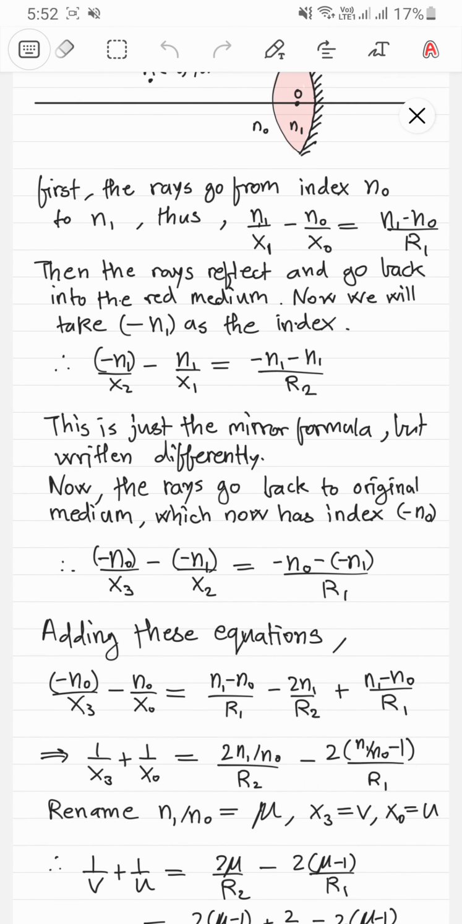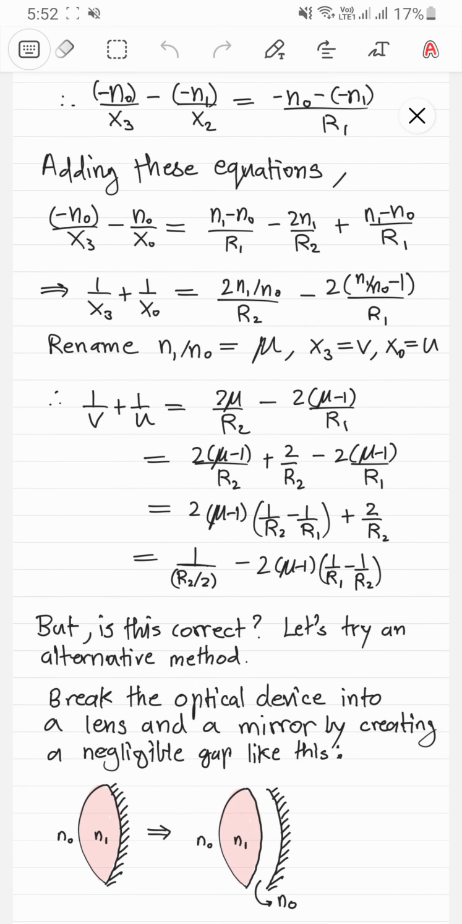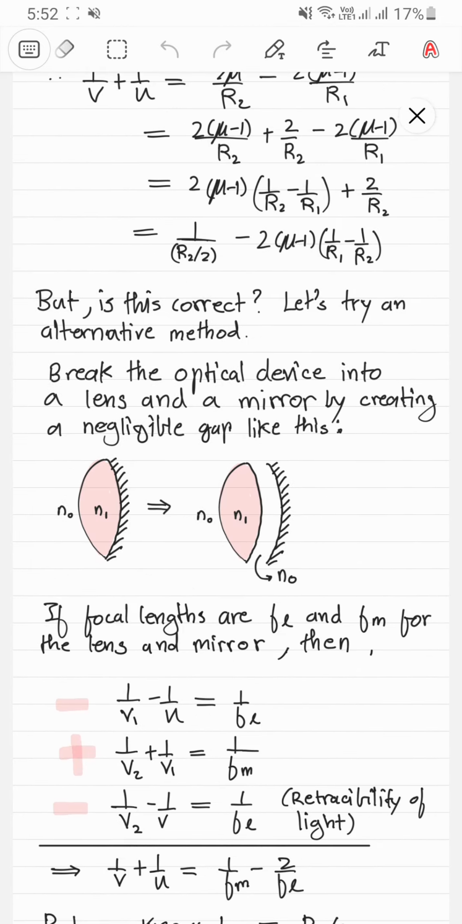So this formula, I just came across it. A friend of mine told me this. Where did it go? Sorry.